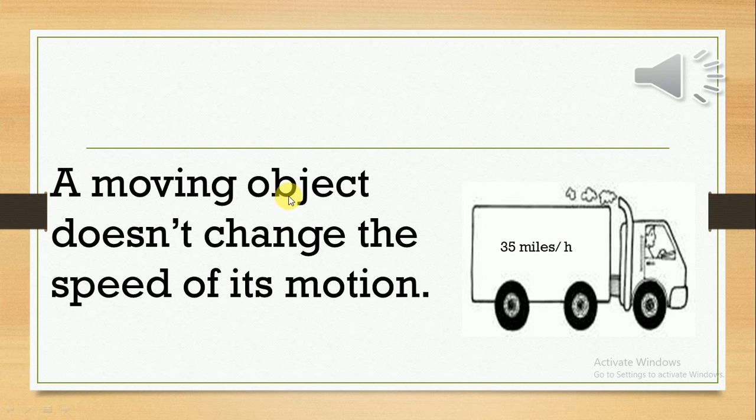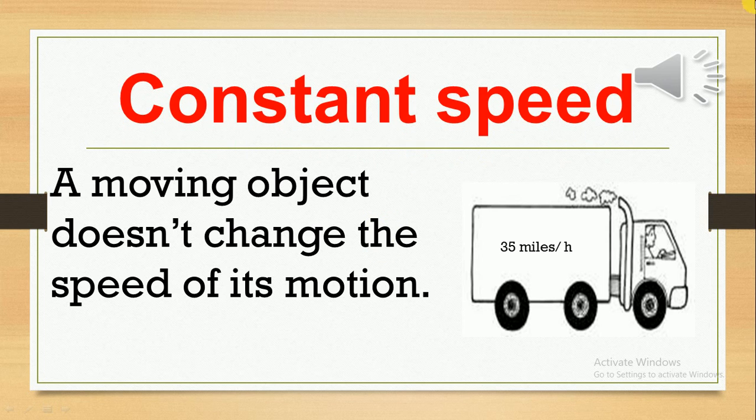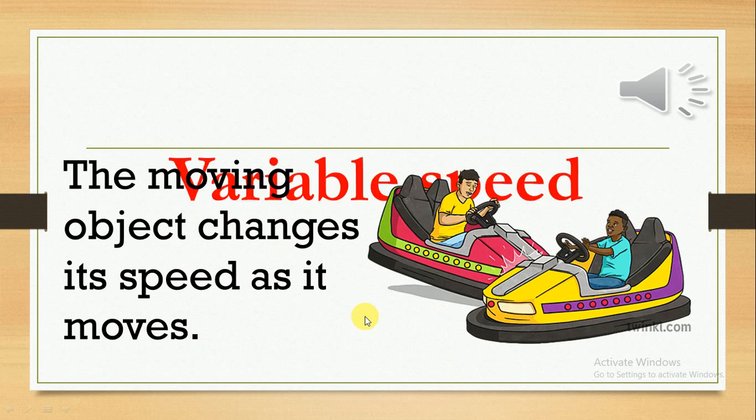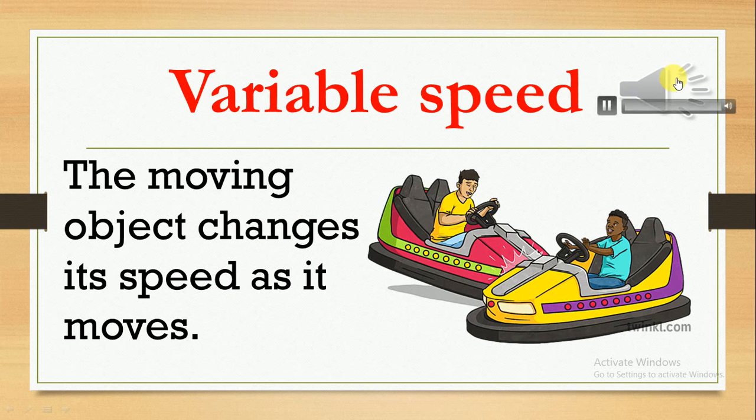Okay, time for new words. A moving object doesn't change the speed of its motion. So this is, do you know? Constant speed. Good job. Okay, bumper cars. The moving object changes its speed as it moves. So this is variable speed. Super.